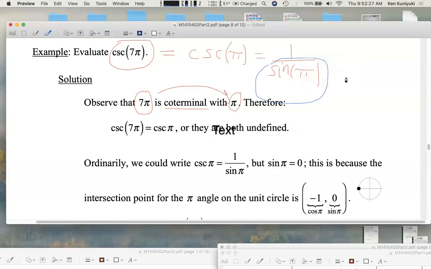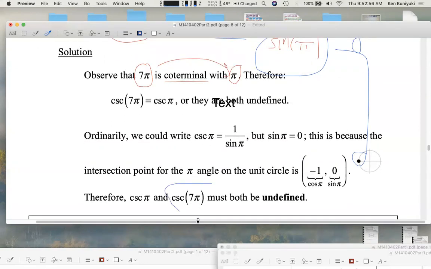The sine of pi is the y-coordinate of this point over here on the unit circle. What's the y-coordinate of this point corresponding to pi radians? The y-coordinate is 0. So we're talking 1 over 0. 1 over 0 is undefined. Cosecant of pi is undefined, therefore this thing is undefined. Cosecant of 7 pi is undefined. That happens sometimes. For quadrantal angles, that can happen.